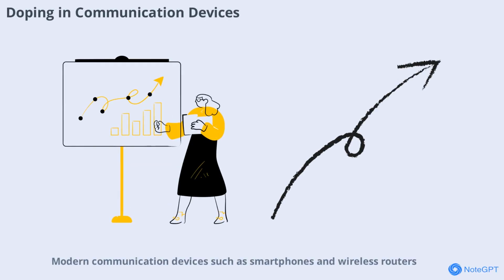Modern communication devices such as smartphones and wireless routers rely on doped semiconductors to process and transmit signals. Doping allows these devices to operate at high speeds and with low power consumption, making fast and reliable communication possible. This technology is at the heart of the connected world we live in today.